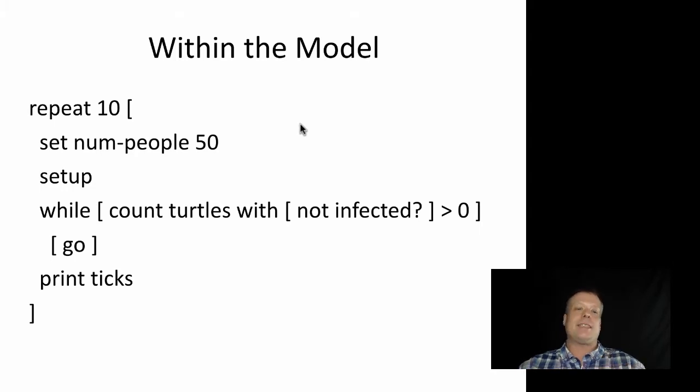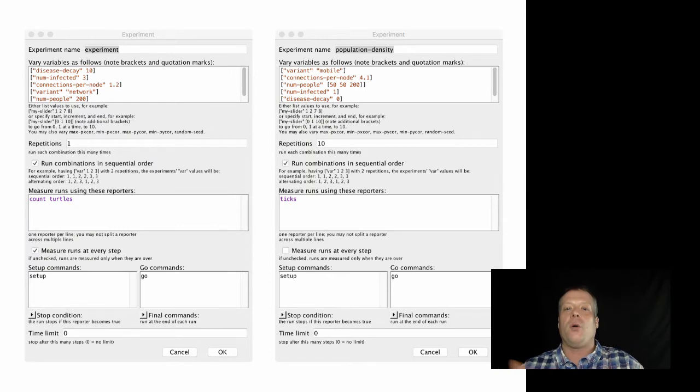Now, that's well and good, and I'll show you how to do that in a second. But the problem with that is that if you go to a different model, you have to write this code again. If you want to change anything, you have to rewrite this code. It becomes kind of complex. So another way to do it is something called BehaviorSpace. BehaviorSpace is built into NetLogo and makes this much easier to do, and I'm going to show you how to do that as well.